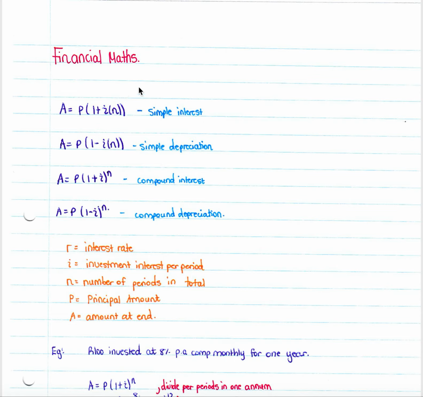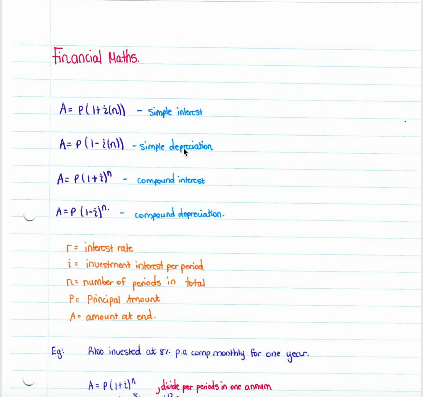This lesson will focus on the financial math section of the math syllabus. So first and foremost, you need to be familiar with these four formulas shown here. The first formula is simple interest, where A is your amount that you have at the end of the period, and P is the amount that is put in at the beginning of the period. 1 plus i, your interest rate, times n, the number of periods. So simple interest is done using this formula.